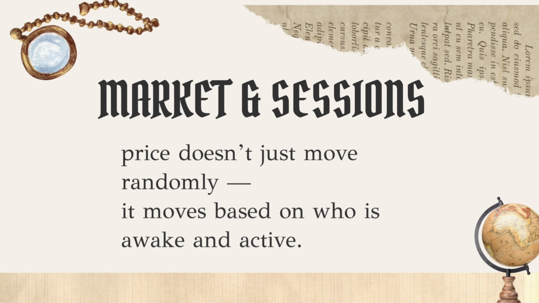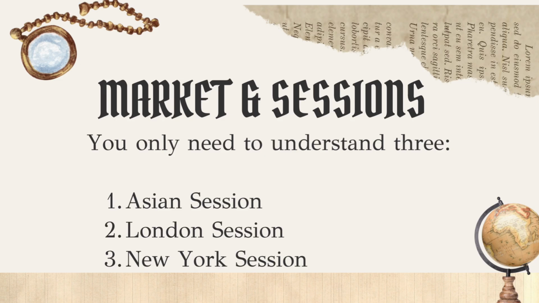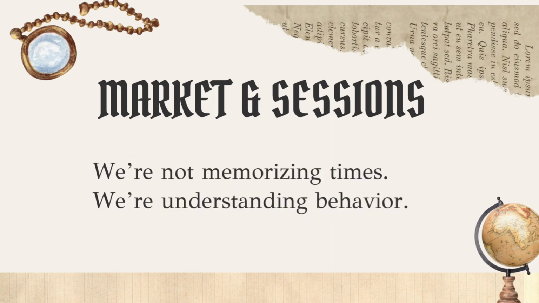Let's make this simple. As a beginner, you only need to understand 3 main sessions. Number 1, Asian session. Number 2, London session. And number 3, New York session. You do not have to memorize these times. You just need to understand their behavior. Let's start breaking down these sessions, starting with number 1.